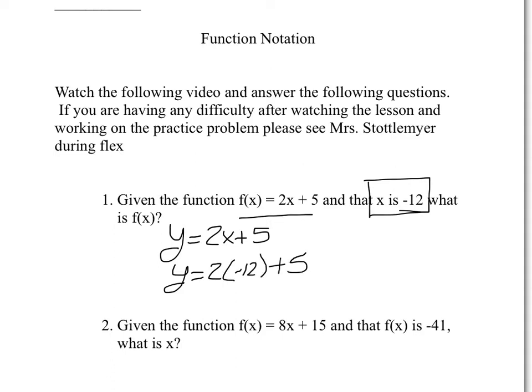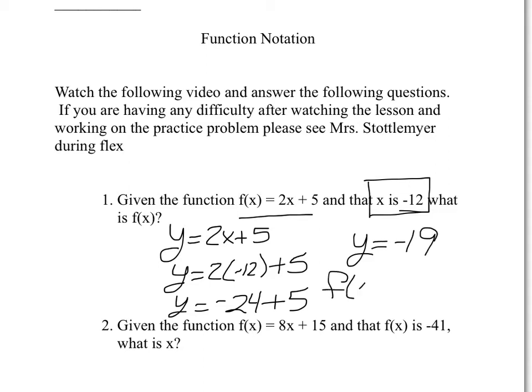So now I have 2 times negative 12 plus 5. 2 times negative 12 is negative 24. Negative 24 plus 5 is going to tell me that y is negative 19. Final answer, you need to change the y back into an f of x, and that's all there is to it.